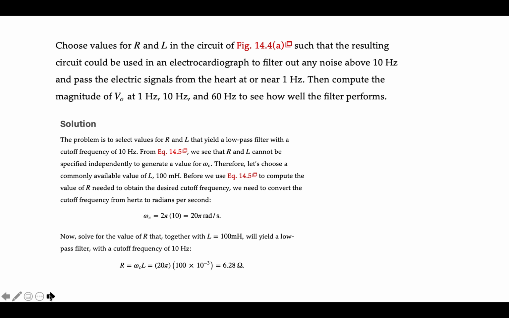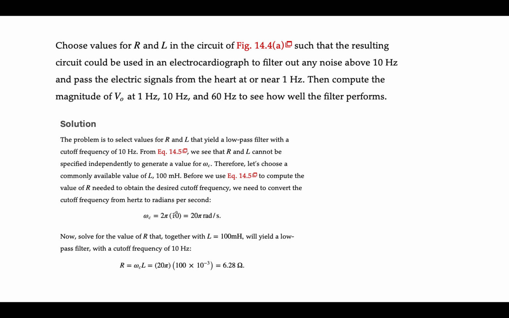Here's an example on the design of an RL filter. This is talking about electrocardiograms, and saying that we want to filter out noise above 10 hertz and pass signals that are near 1 hertz. Then we want to compute the magnitude of the output voltage at 1 hertz, 10 hertz, and 60 hertz.